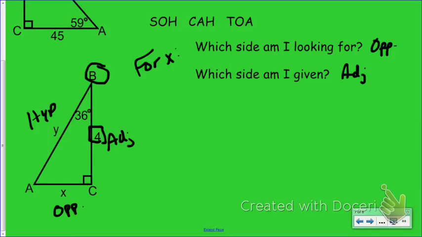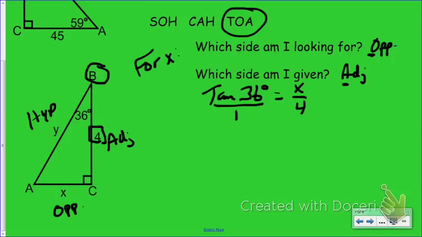So now I'm going to look at the first letter in those two words, O and A, and that's how I know for this one I'm going to use TOA, which is tangent. Next step, I'm going to write out the equation, tan 36 equals opposite over adjacent. So in this case it would be opposite is x over 4. I'll put the left side over 1.